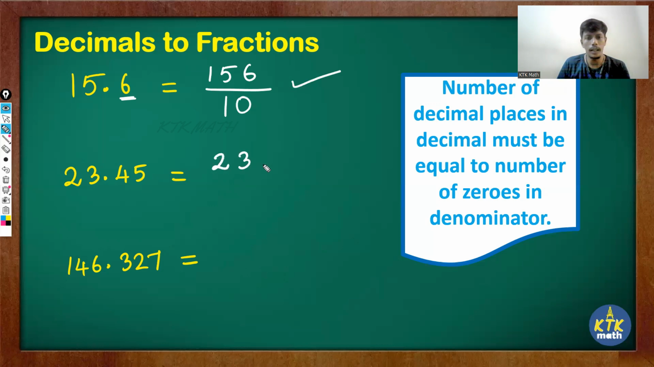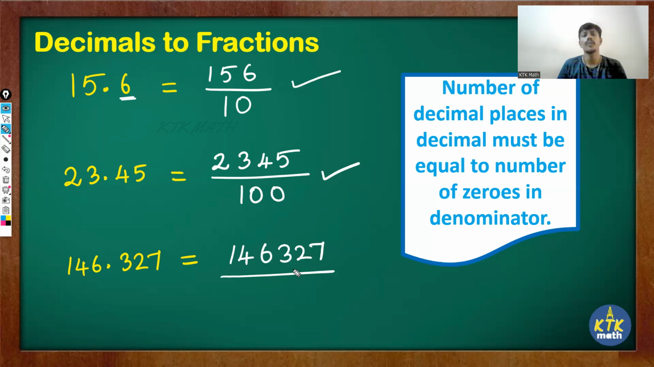Okay, now the second question: 2345 divided by... point after how many numbers? 2 numbers. So I need to write 100. Very clear? Next, 146.327. Bigger number. Point after how many? 3. So I need to put 1000. That's all, children. It's very, very easy. If you understood fractions to decimals, then decimals to fractions is very easy.